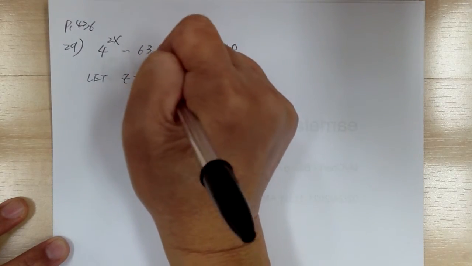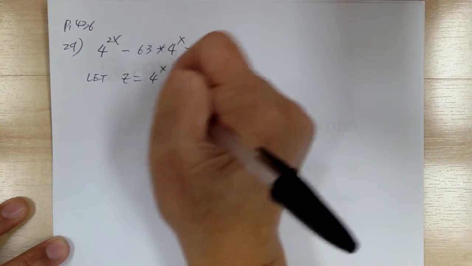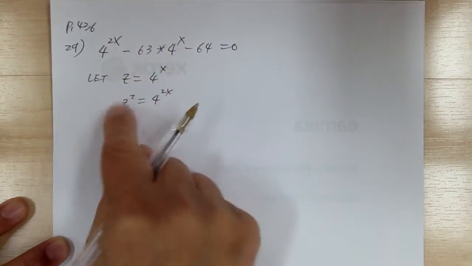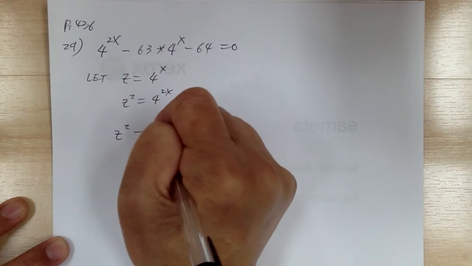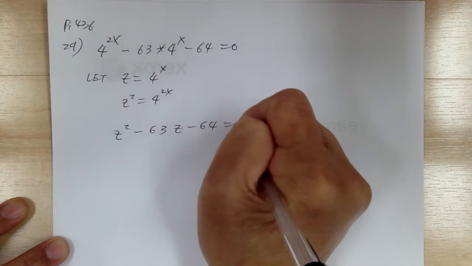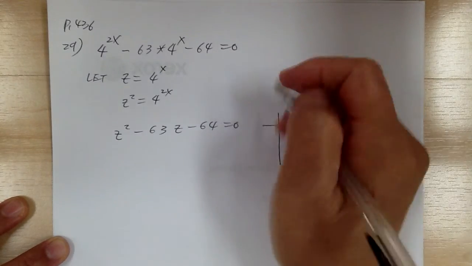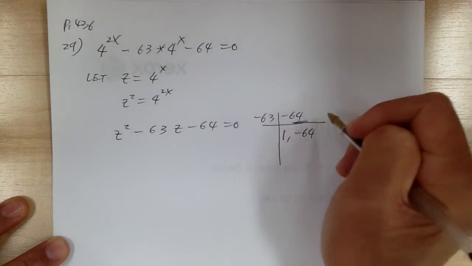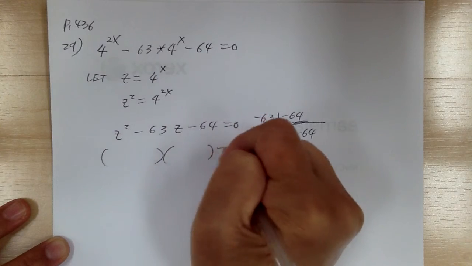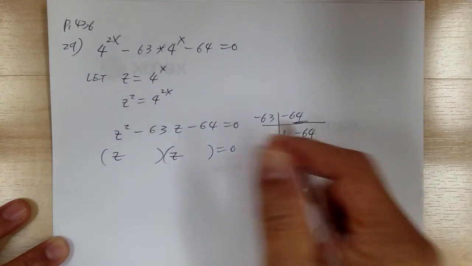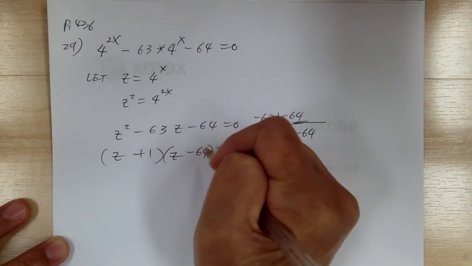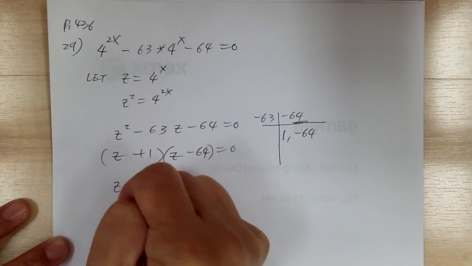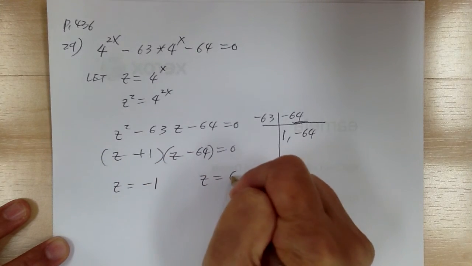So z equal to 4 to the x. Okay, so z squared will equal 4 to the 2x. So this equation becomes z squared minus 63z minus 64 equal to 0. So you do your product-sum factoring. So it'd be 1 comma negative 64. Okay. So you're going to get z and a z, and it'll be plus 1, minus 64. So from here you're going to get z equal to negative 1, and z equal to 64.